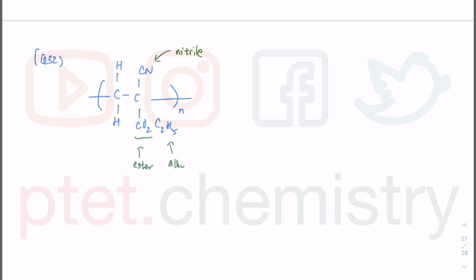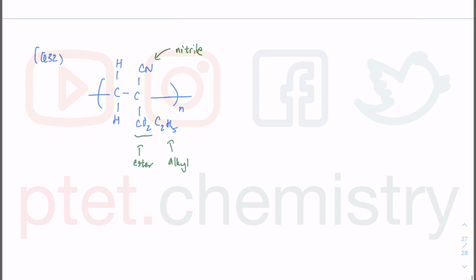Question 32, the repeat unit of a polymer. You have this polymer, which has CN, as well as CO2C2H5. Looks complicated, but let's see what is going on. This is a nitrile functional group. C triple bond N is what you call a nitrile. This thing is an ester, whereas this thing is an alkyl, basically just an alkane really, C2H5.